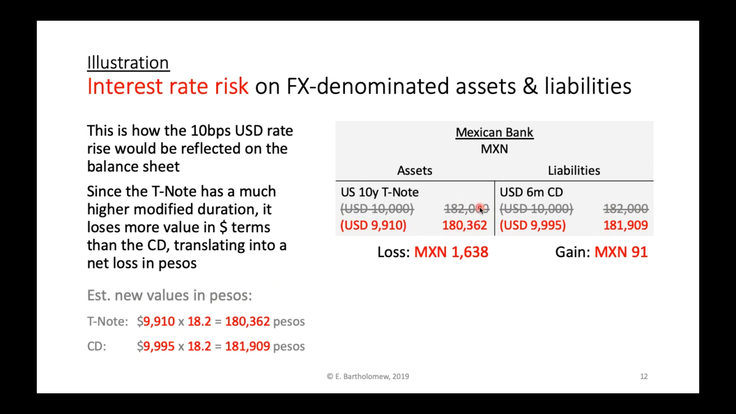And the net effect of that is a loss on the asset side of 1,638 pesos, reflecting this difference, and then a gain of 91 pesos on this side. And the net of the two, as we would expect, is the same as we got from the previous calculation, 1,547, and that's a net loss.